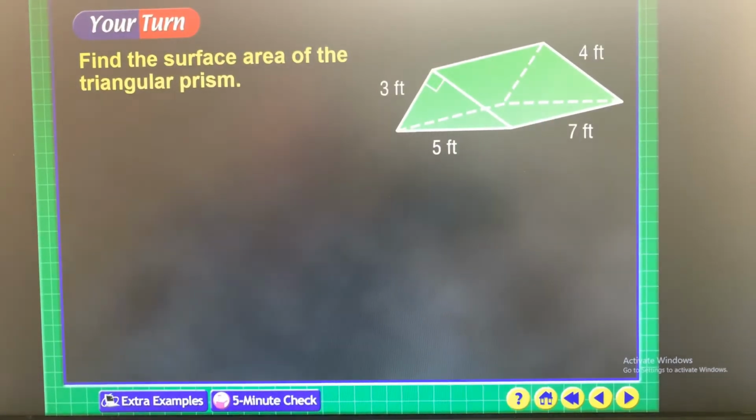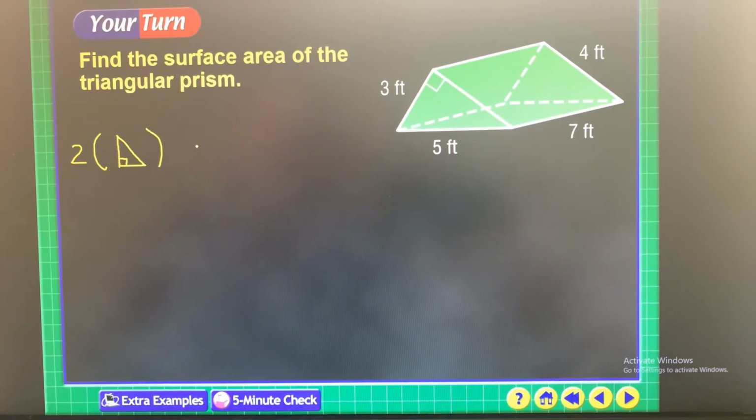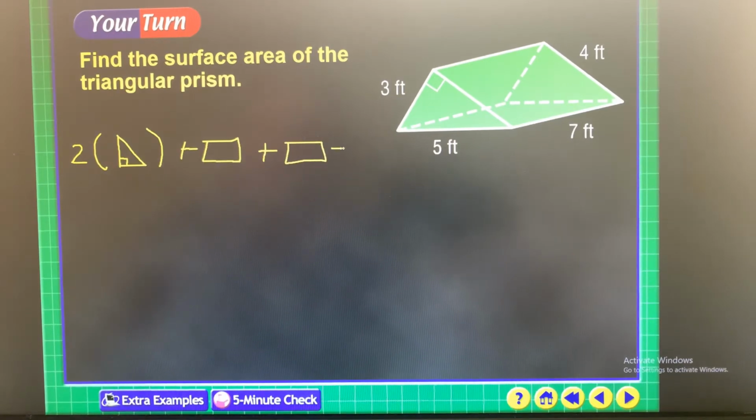Okay, so we could try it again. So remember, you have 2 triangles. Look for the 90-degree angle to find your base and height, plus 3 rectangles: the one on the bottom, the one on the top, the one in the back. So first I want to find my base and the height. Here's that 90-degree angle. Here's your base. This is your height, which happens to be 4.